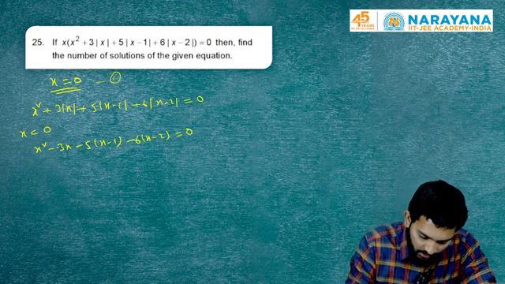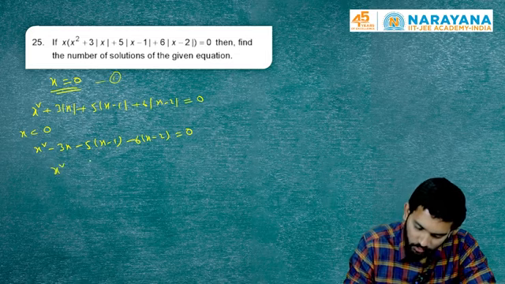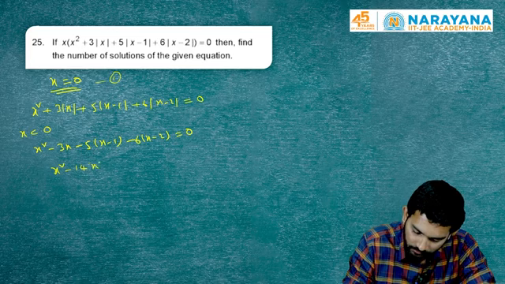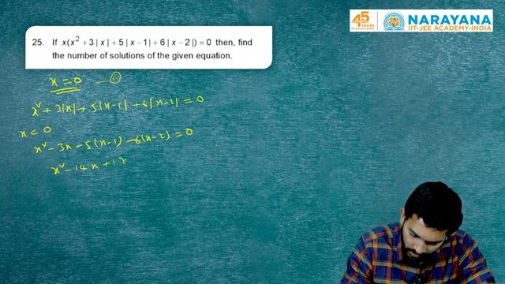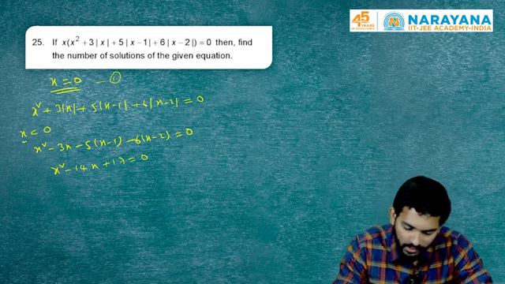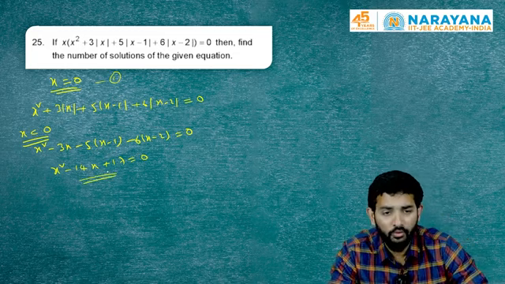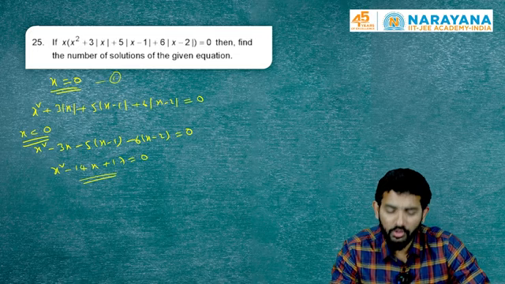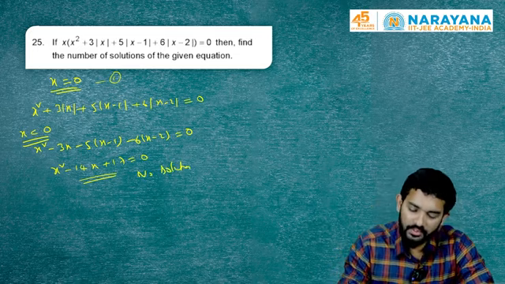Now, if you are simplifying this, x square minus 3x minus 5x minus 6x, which will be minus 14x, and then the next thing will be plus 5 plus 12, which will be 17 equal to 0. So we have taken x less than 0, but here we are getting roots as negative because sum of the roots is positive, product of the roots is positive. So both the roots are positive, which means no solution here. No solution in x less than 0.